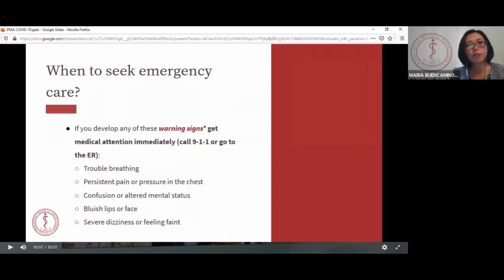When do you seek emergency care? So this is very important to know, to recognize these warning signs and know when to get medical attention right away. So symptoms include trouble breathing, persistent pain or pressure in the chest, confusion or altered mental status, bluish discoloration of the lips or face, which indicates low oxygenation, severe dizziness or feeling faint. Next slide.